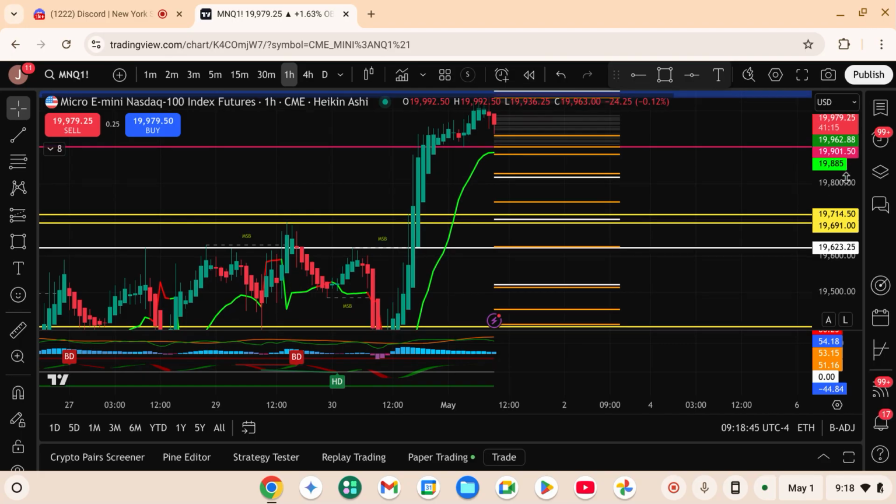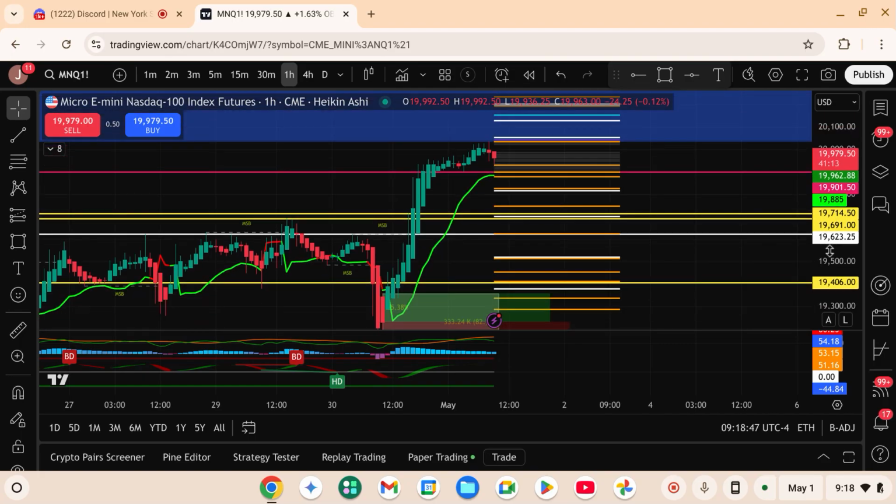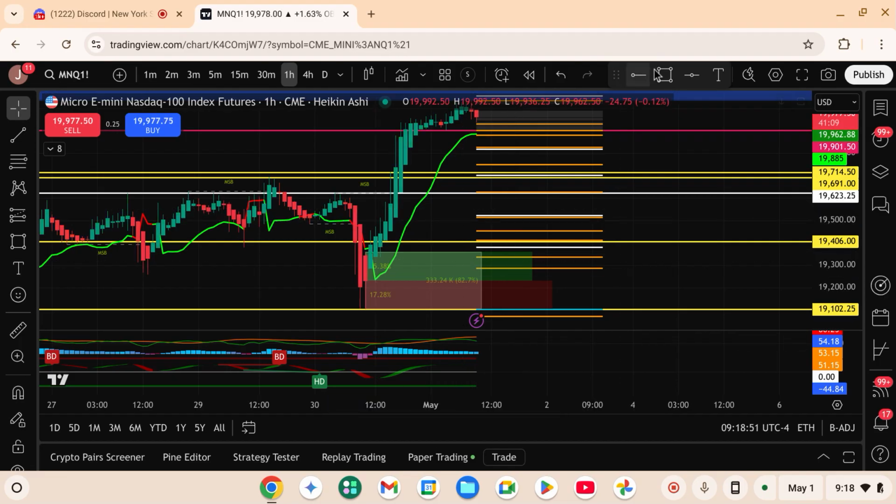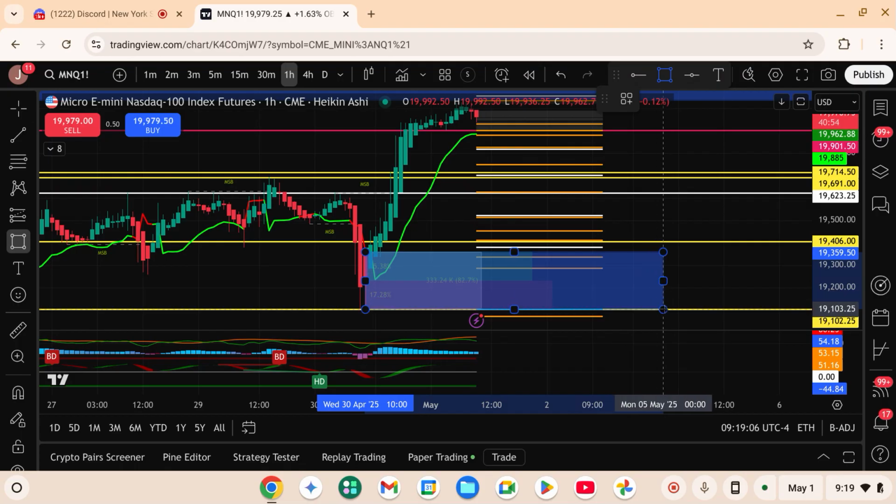So let's see. I think that's all we have for the 1 hour too. We could draw that order block right here, maybe. But the half hour is probably going to be lined up with it. So we might just use the half hour order block. Let's just draw that up and see.